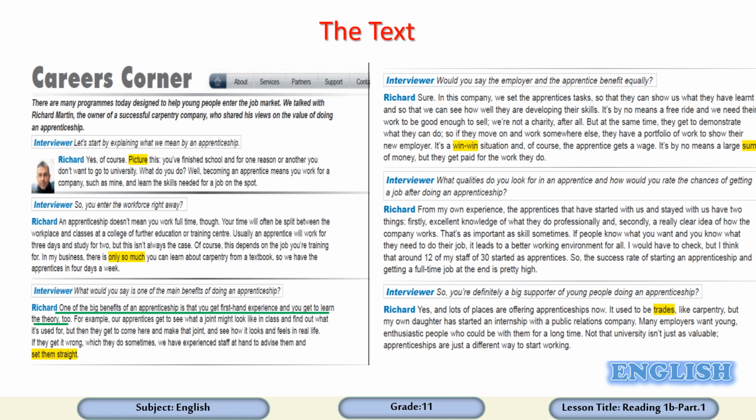Look at these sentences. Number one, one of the big benefits of an apprenticeship is that you get first-hand experience and you get to learn the theory too. Number two, many employers want young, enthusiastic people who could be with them for a long time. Number three, apprenticeships are just a different way to start working. What do you notice here? Yes, very good. Richard is speaking in a positive way about apprenticeships.